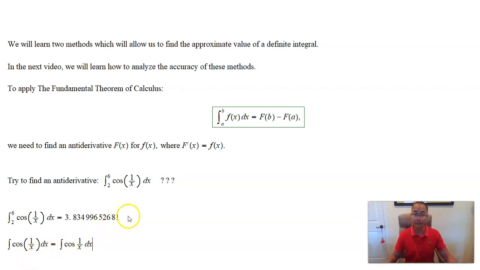So we're going to study two methods which will allow us to approximate the value of a definite integral, come up with an answer such as this, and in the next video, we're going to learn the accuracy of these methods. We come up with an answer, how much can we trust this answer? Is it accurate to 4 decimal places, 10 decimal places? We will find out in the next video.